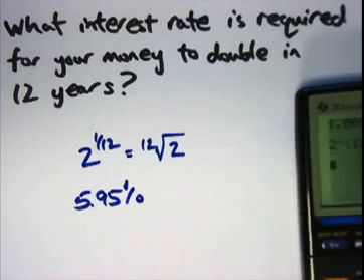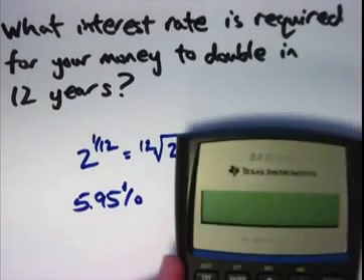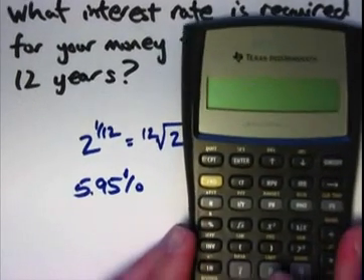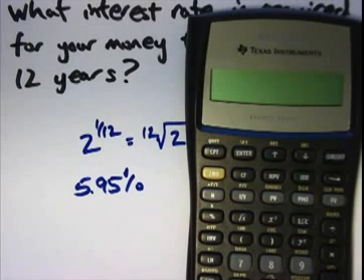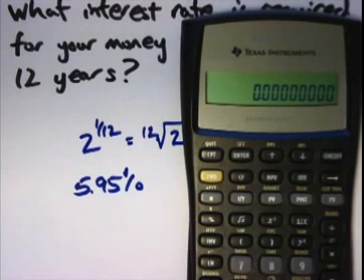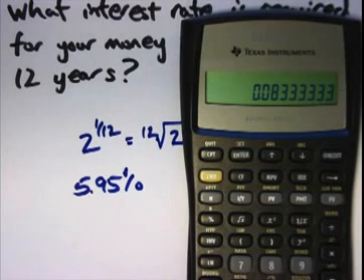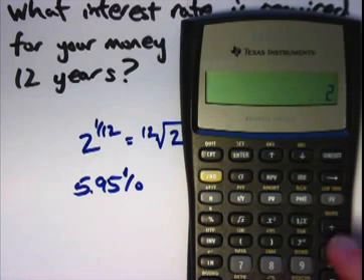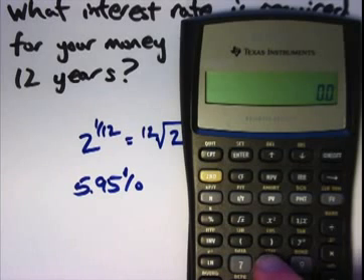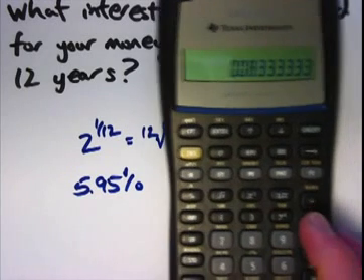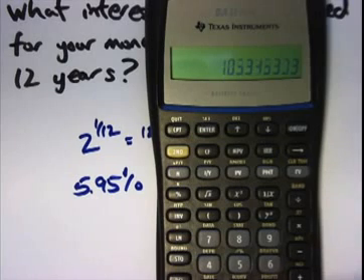How would you do this on another kind of calculator? It's a little trickier on some other kinds of calculators to do this. 2 to the 1/12th. What you probably want to do is figure out 1/12 first. 1 divided by 12. Looks like it's 0.083 repeating. Now you could certainly write that number down and now do 2 to the 0.083 repeating power, to get the same answer, about 5.95%.